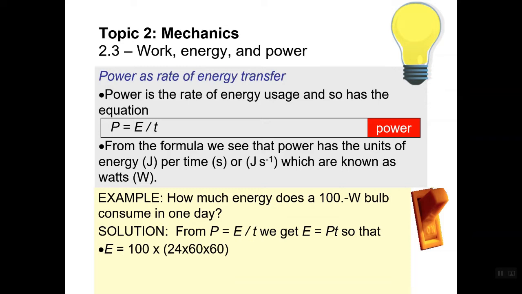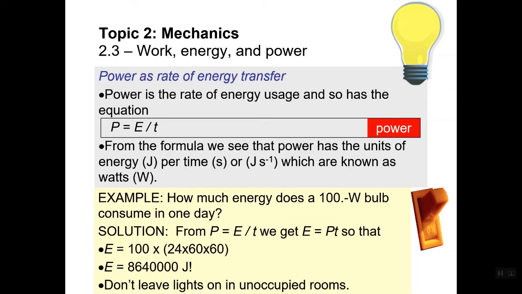We need to convert that into SI units. That is 24 times 1 hour is 60 minutes, and 1 minute is 60 seconds. So 24 times 60 times 60 gives us the time in seconds. The energy is 8,640,000 joule. So don't leave lights on in unoccupied rooms, that's a lot of energy being consumed.